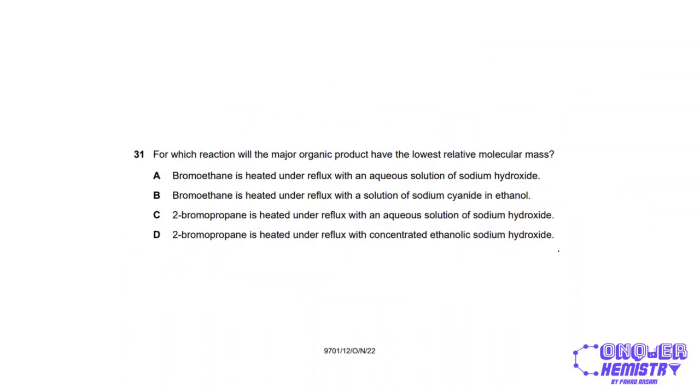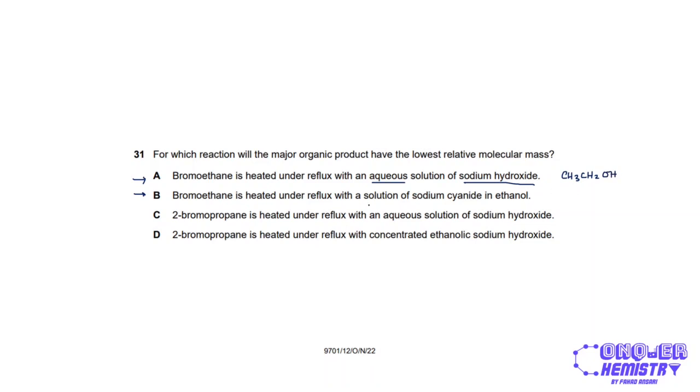All right, so for which reaction will the major organic product have the lowest relative molecular mass? Okay. So over here we have bromoethane in the first 2 options. In the first, it is reacting with aqueous solution of sodium hydroxide. So we know that bromoethane will be converted into ethanol. The bromine will be replaced by an OH. This is a substitution reaction because this is aqueous sodium hydroxide. So we're going to get CH3CH2OH.